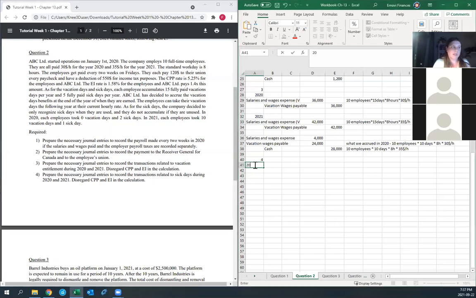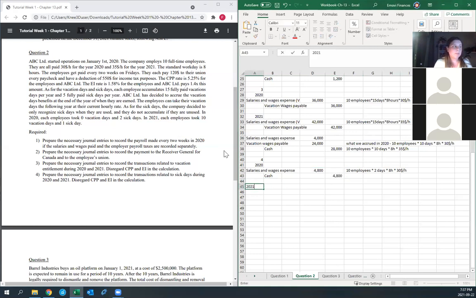So for 2020, each employee took 2 sick days. So it's again the same account, salaries and wages expense. The calculation is 2 days times 10 employees times 8 hours times $30 per hour, the current hourly rate. And they paid it immediately because they do it as they're earned, so they already paid for the sick days, so it's just cash for that amount.